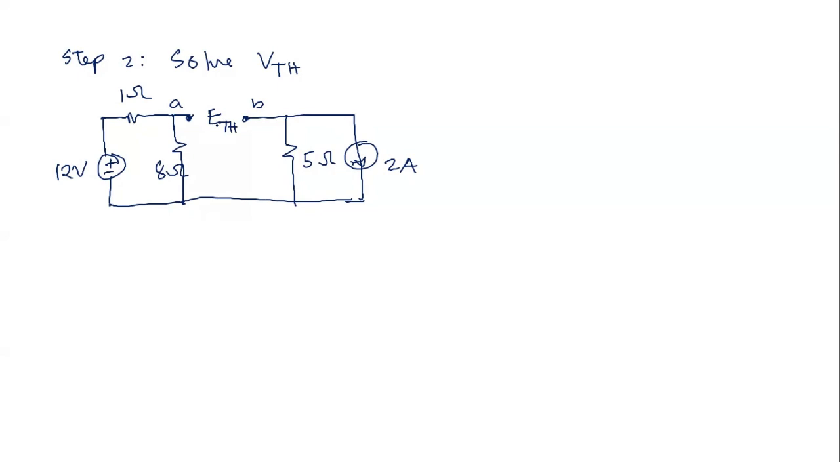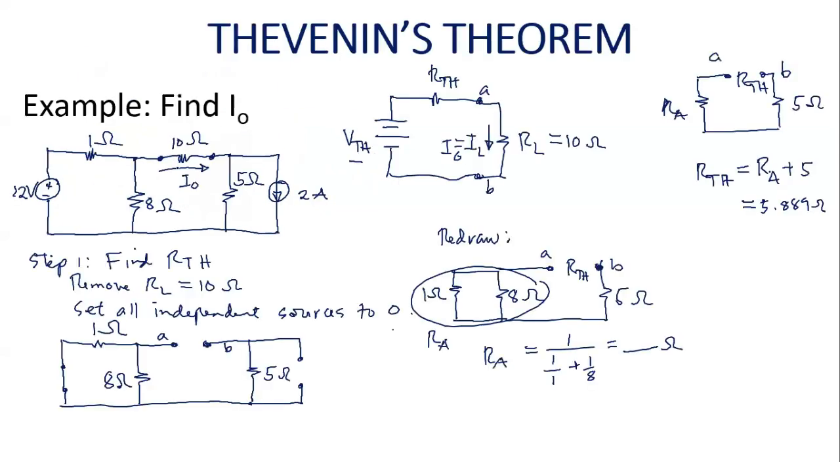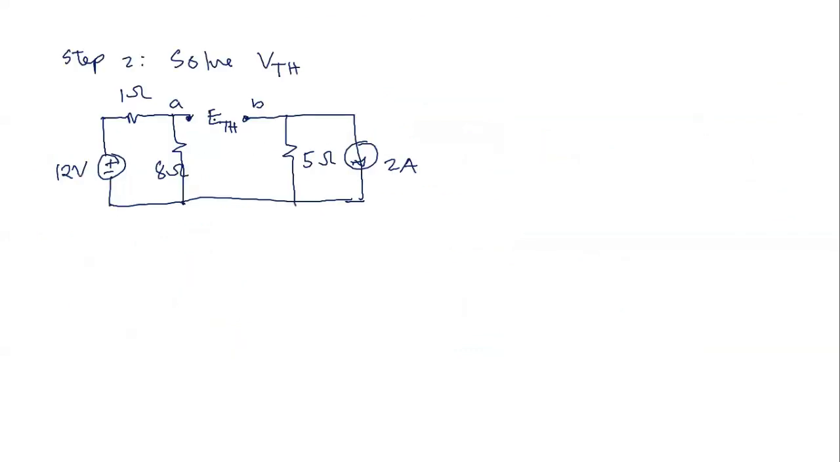Okay, what is the sign of the ETH? If we go back to our circuit, so the current Io, it is assumed here to the right. So the current Io leaves plus at the 10 ohm resistor, then you have here minus. If we have here the A, B, so at the point A, we have plus, and at point B, we have minus.